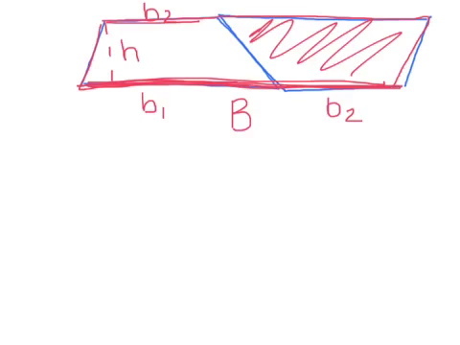So what I really did was the big base times the height divided by 2, don't write this down yet. Big base times the height divided by 2. And the big base is equal to base 1 plus base 2.